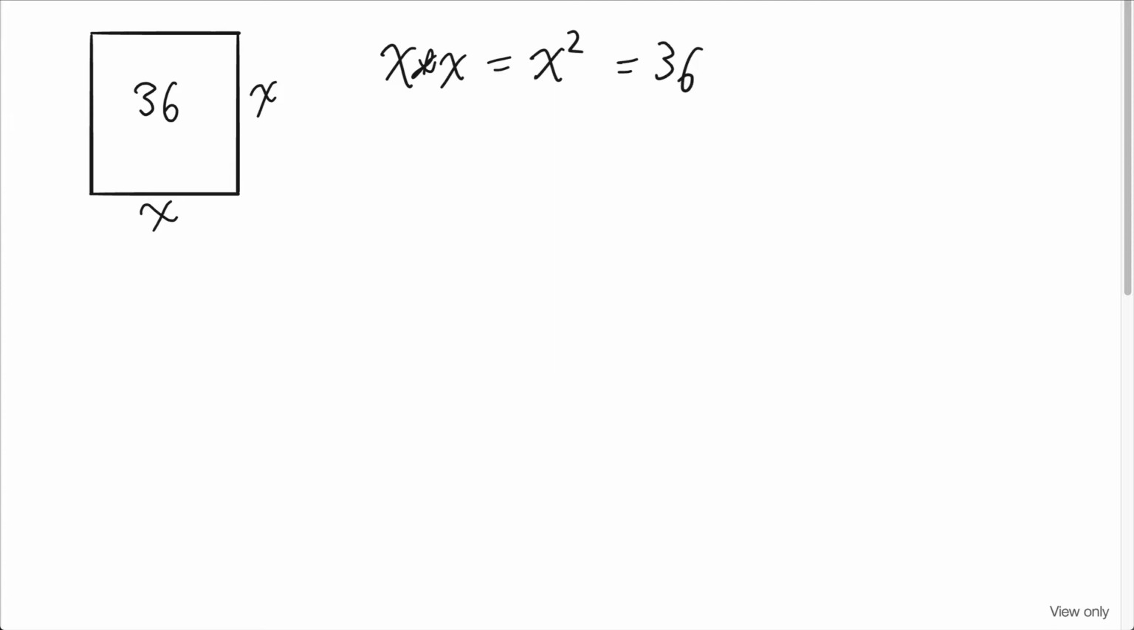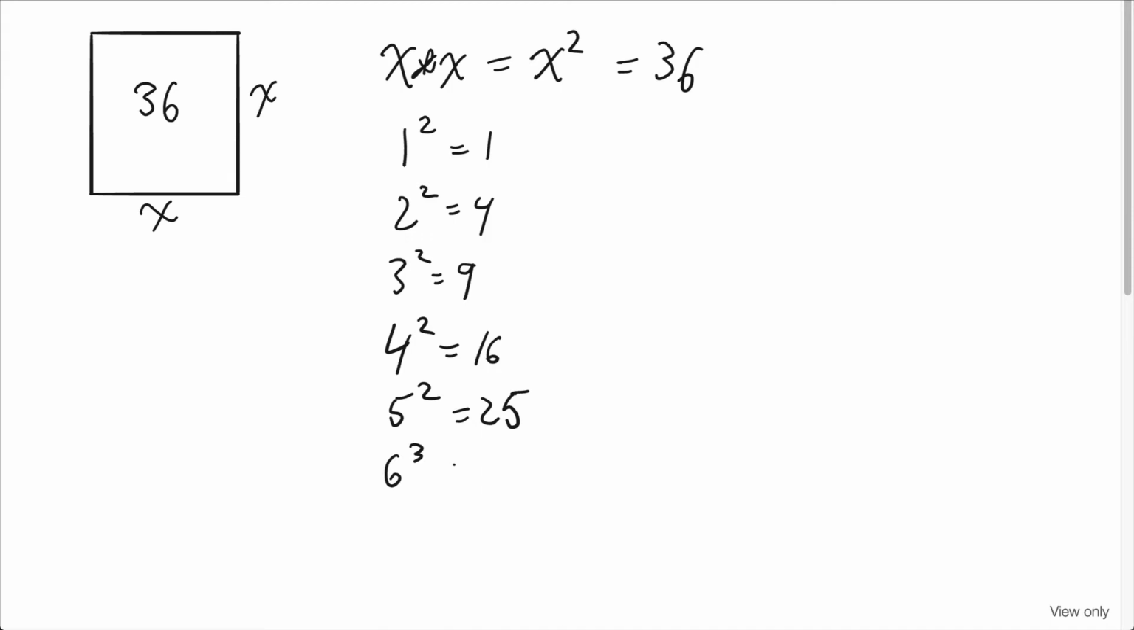So 36 is in fact the square of a whole number, so this makes it pretty easy. 1 times 1, or 1 squared, is 1. 2 squared is 4. 3 squared is 9. 4 squared is 16. I'm just going through them. 5 squared is 25. 6 squared is 36. And 7 squared is 49. So 6 squared being 36, that's our answer. x equals 6.